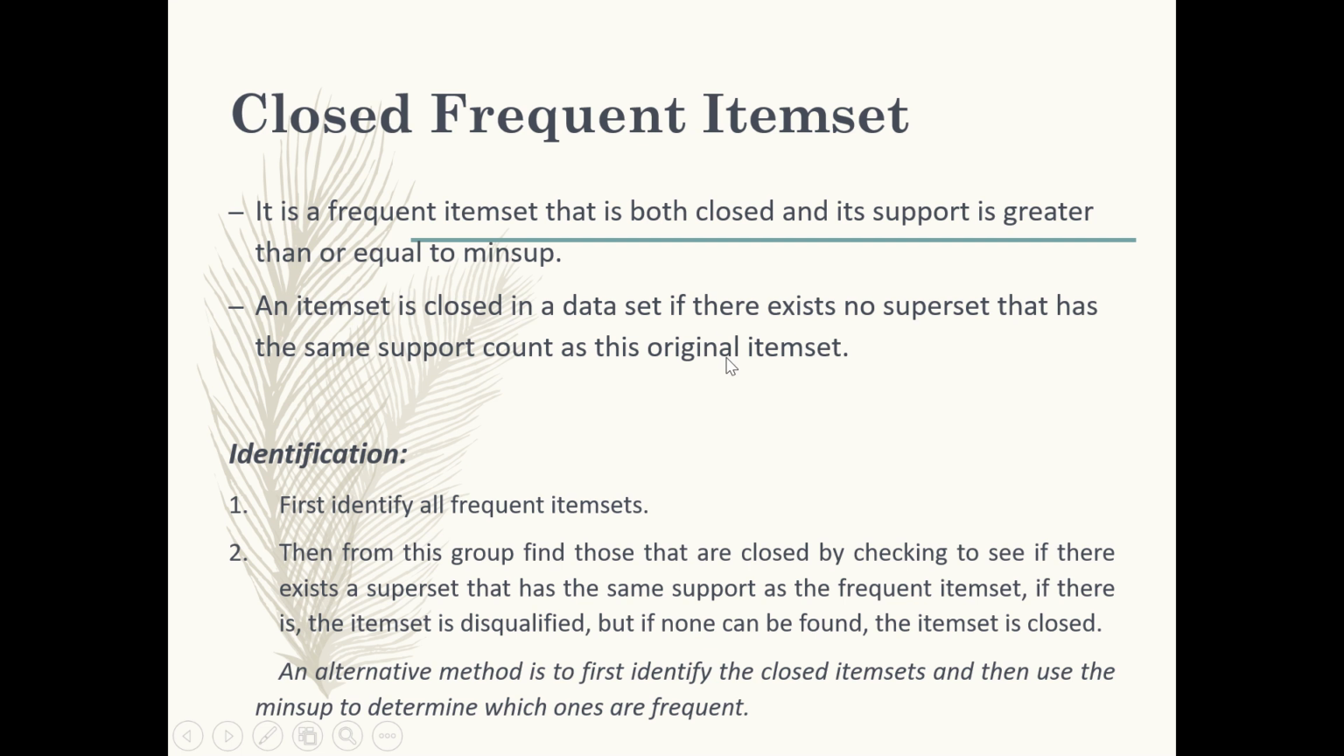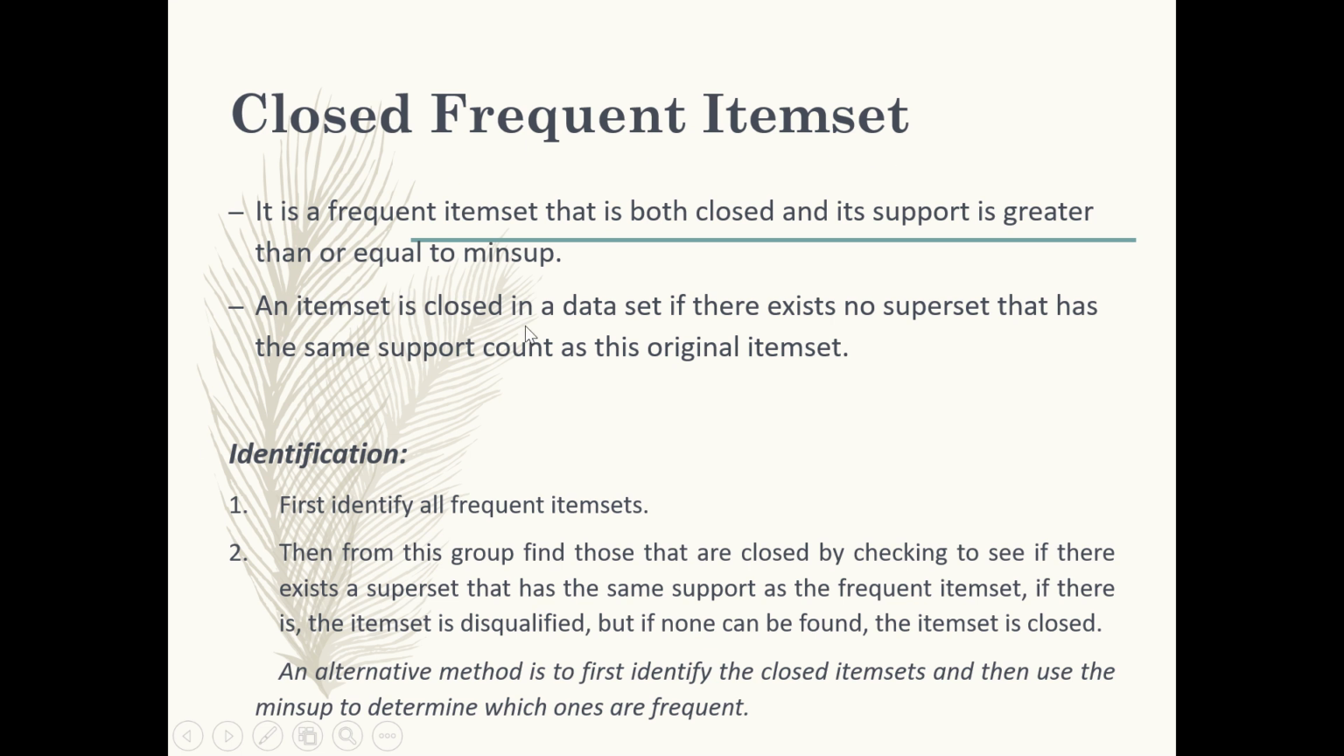If after adding more items you are not getting the same support count, then this is the maximum that you can go. If you add something, the support count will go down, so this is the highest that you can achieve. If you try to add something extra, that means if you try to make it a superset, then you will see the count is no longer the same, it rather goes down. So in that case it is called a closed frequent item set.